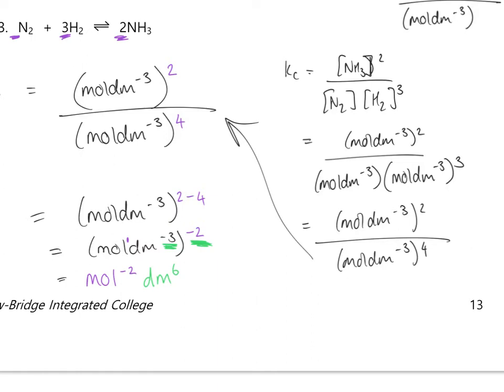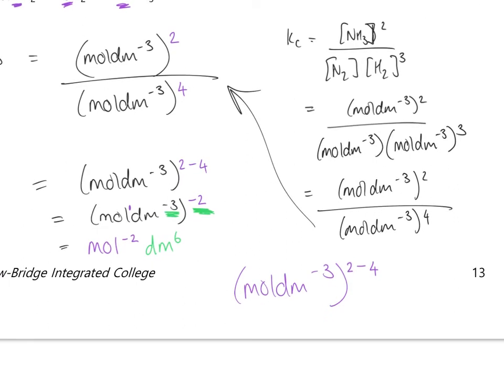Or again, the very simplest way of doing it is by taking your units of moles per decimeter cubed, putting it in brackets, and saying that the power of this that I multiply it by is going to be the total balancing numbers of my products, which is 2 in this case, minus the total power of the balancing number of my reactants, which is 4 in this case. 2 minus 4 is obviously minus 2. Then we multiply it out.